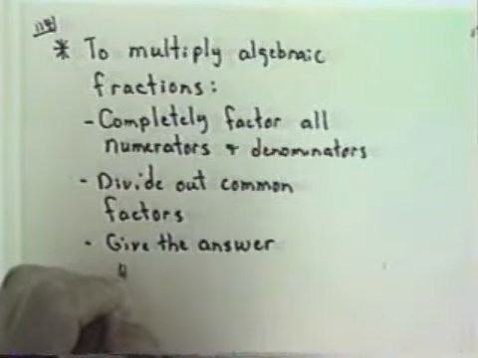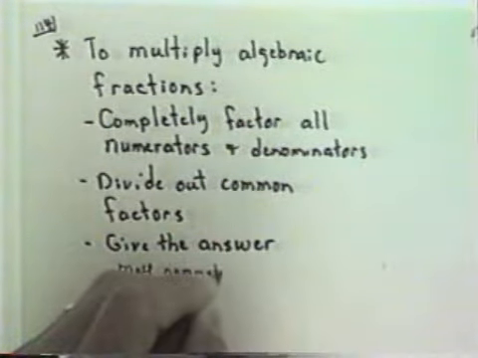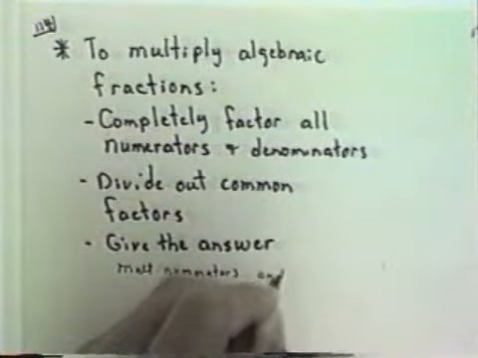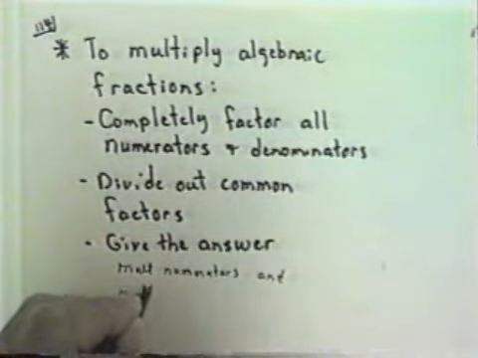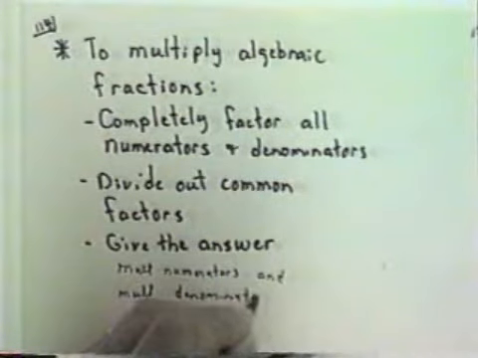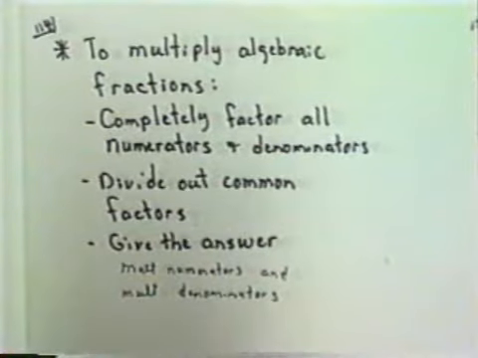Now to do this, you multiply numerators and you multiply denominators. That's how you give your answer. Now you can leave them in factored form. When I say multiply, I simply mean to indicate multiplication. Of course, if you choose to actually do the multiplication, you may do that. It would not be wrong. It's just doing more work than is required.